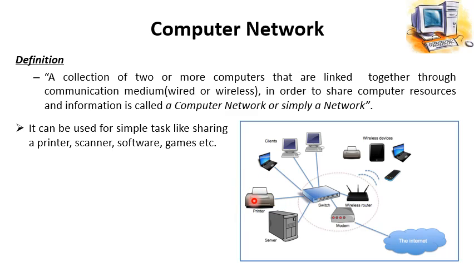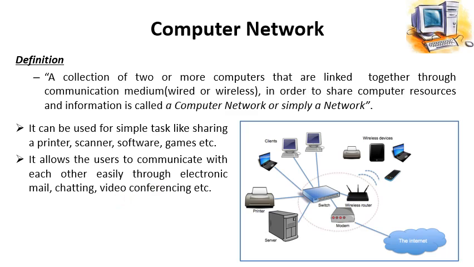Like a printer is used to make hard copies of documents. Here a single printer is connected in the network, and all the other computing devices can access the same printer to take the printout of their documents. So that's why we can say that it can be used for simple tasks like sharing a printer, scanner, software, games, etc. It allows the users to communicate with each other easily through electronic mail, chatting, video conferencing. So these are the uses of networks.